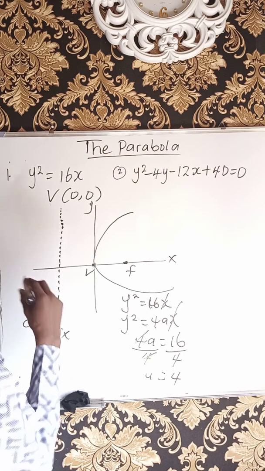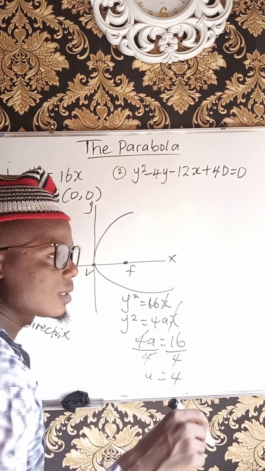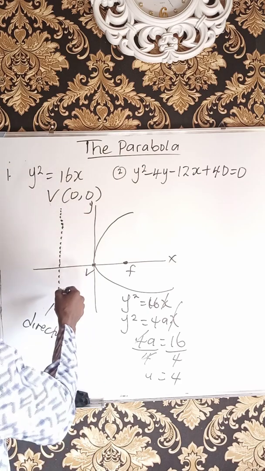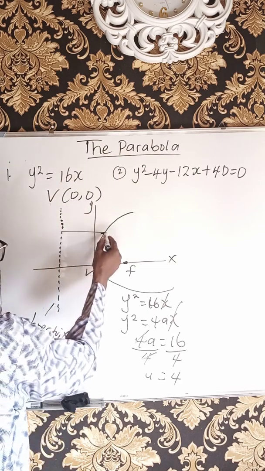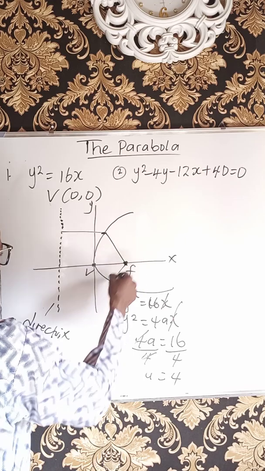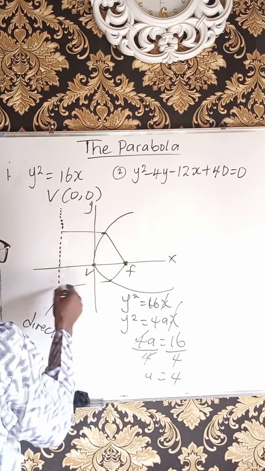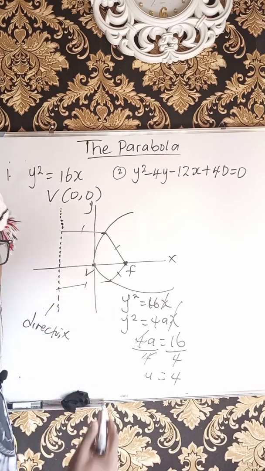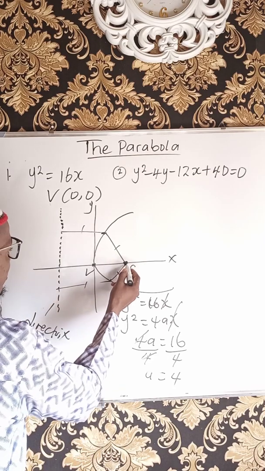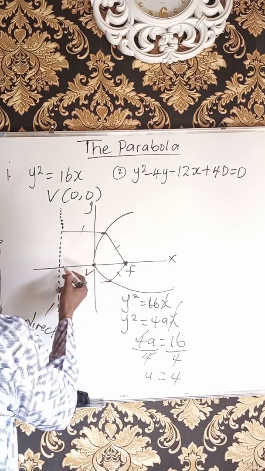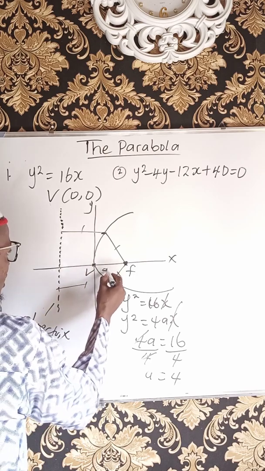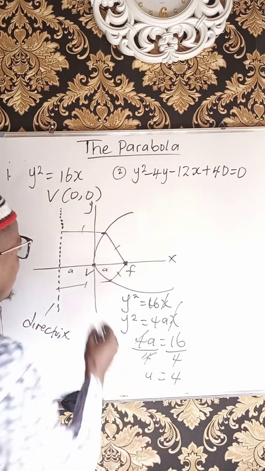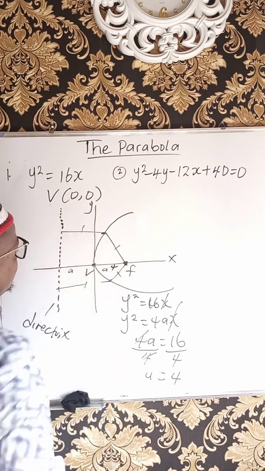Remember, the parabola is the locus of a point which is equidistant from a fixed point and from a given line. So from here to here, and from here to the focus, are all equal. All these lines are equal to each other from the meaning of a parabola. Also, from here to here is equal to from here to here. This is the a, and this is the a, if you watched my previous video. But here our a is 4, which means this length is 4.